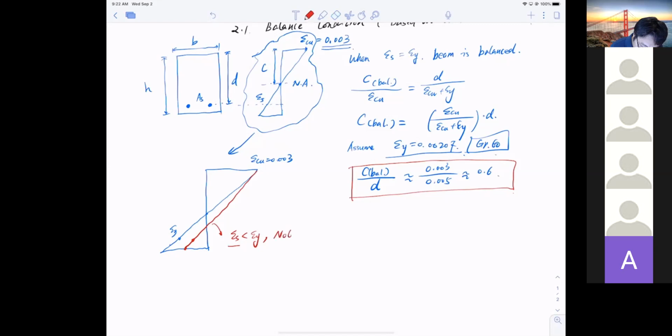In this case, not yielded. So in this case, it's not yielded, and we call this, very important, over reinforced. It means too much reinforcement. So when you have a strain that is still less than the yielding strain, that's called over reinforced.